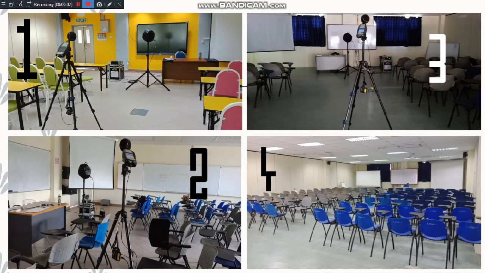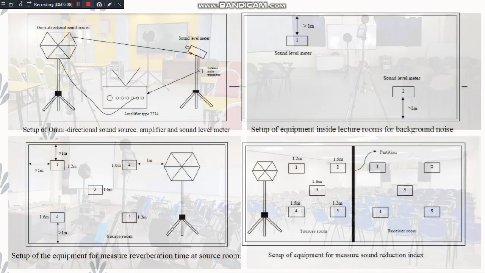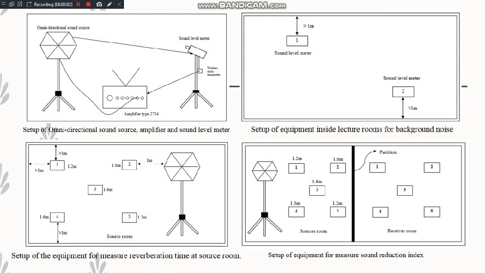The picture of how I set up the equipment in tested lecture room. Picture 1 is at BKB, picture 2 is at BKE, picture 3 and 4 is at BSB. This is the illustration of how I set up all the equipment in sources room and receiver room.